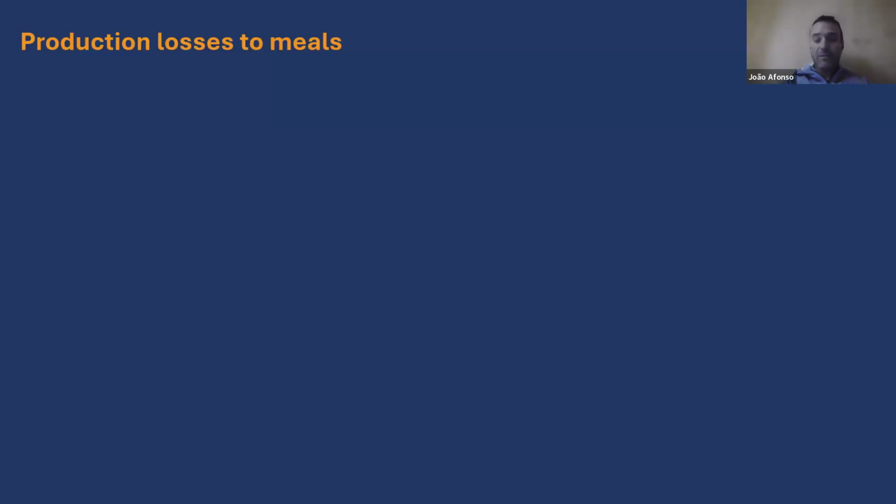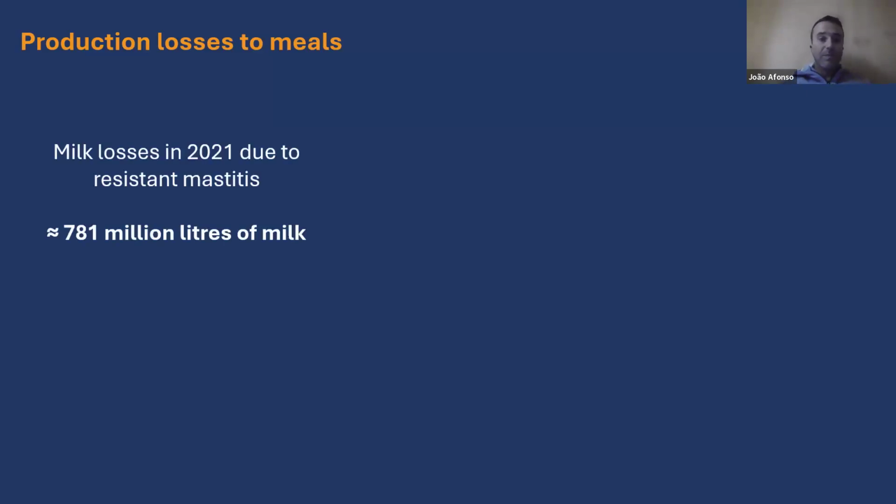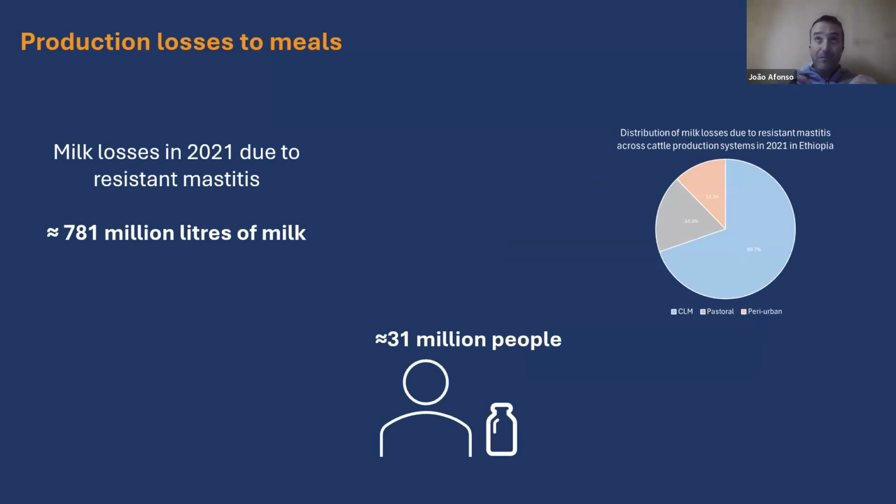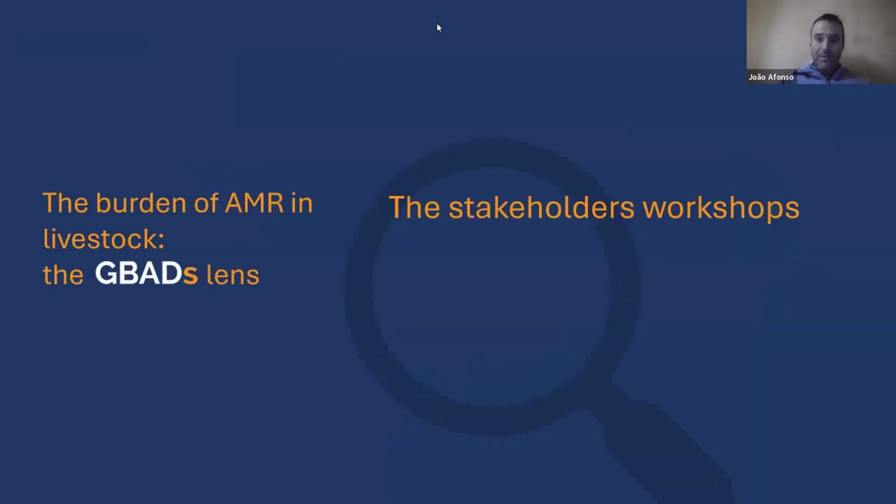Now, for the Ethiopian case study, we also conducted an exercise to convert the production losses to meals. In 2022, there were roughly 481 million liters of milk lost due to resistance in clinical mastitis. They were unevenly distributed across the different production systems, but if we were able to avert those losses, we'd be able to feed 31 million people, just in terms of milk meals. We thought, even though this is not in the dashboard, it would be an interesting outcome of the work that we did. I think this is over to you now, Sara.